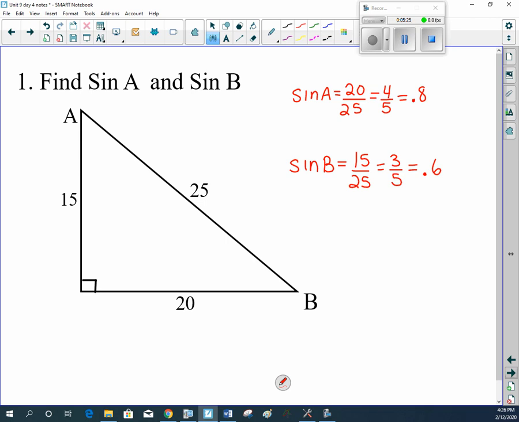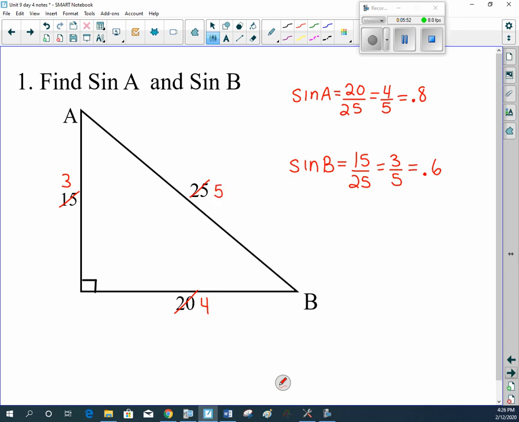Usually they go to 4 decimal places, but that terminates at 0.6. Okay, and the other thing that I haven't really highlighted, but I noticed, when I looked at this triangle, the first thing I noticed was that all the sides were divisible by 5. If you did that at the beginning, so if I divided this by 5, that would give me 3. 20 divided by 5 is 4, and 25 divided by 5 is 5.